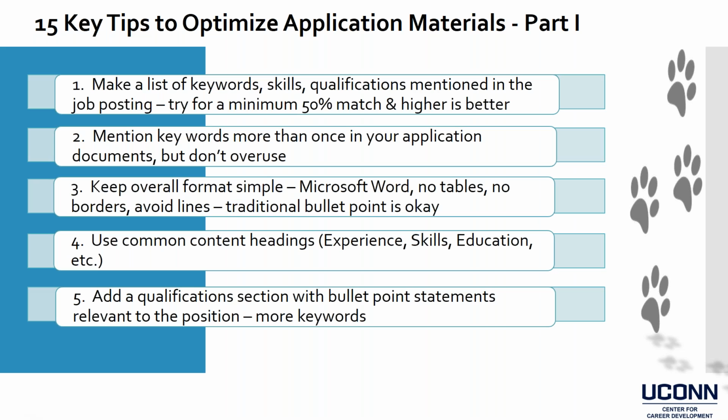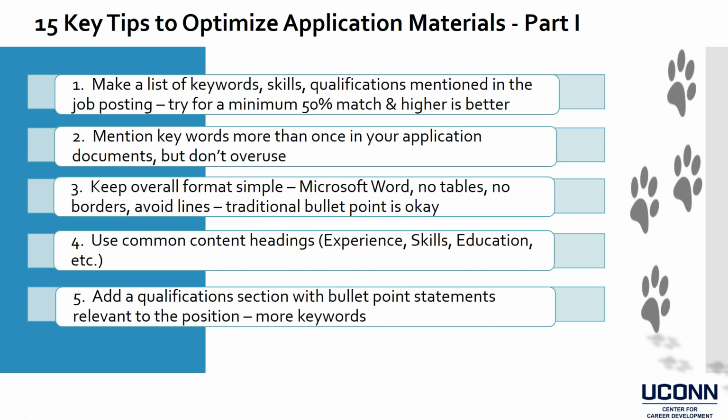So when applying to a job, you'll want to make a list of the keyword skills and qualifications that are mentioned in the job posting, and you want to try for a minimum 50% match. But we also know that a higher match is better; somewhere in 70% is pretty good in terms of getting through many systems. You want to mention keywords more than once in your application, but you don't want to overuse them. And I'm going to touch upon this a bit later in the webinar.